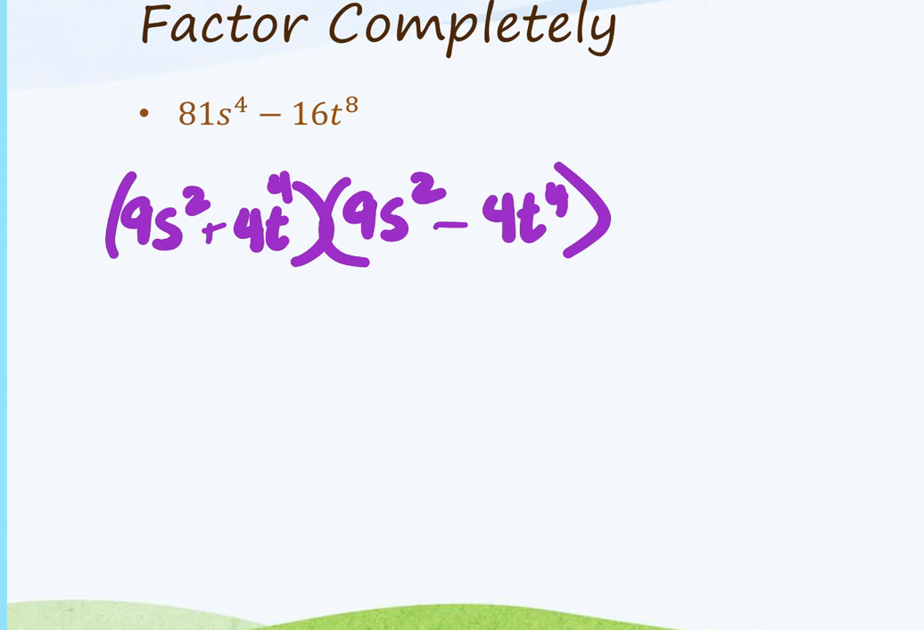Now that first one is a dead end. There's no such thing as the sum of 2 perfect squares. So it's done. That one's going to stay. But the second one is the difference of 2 squares.